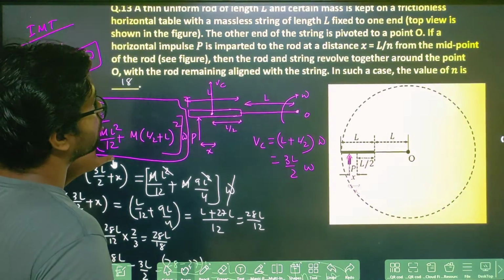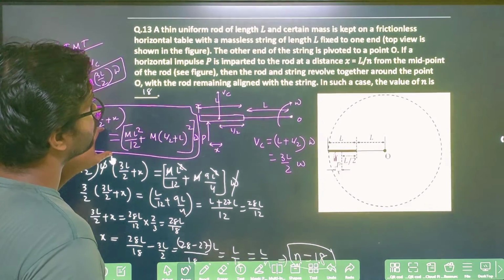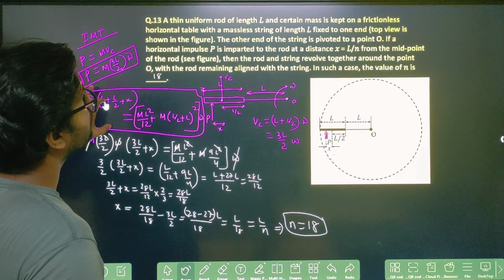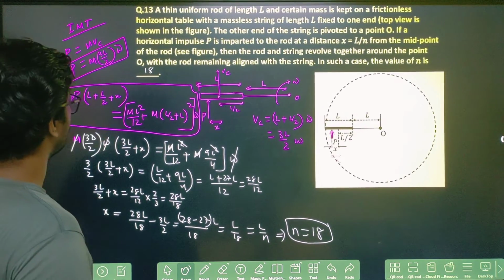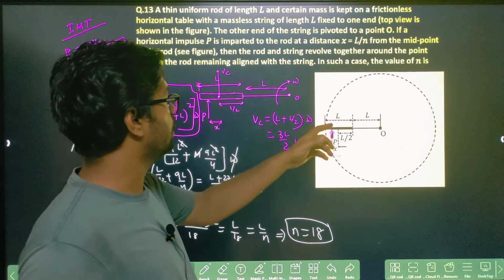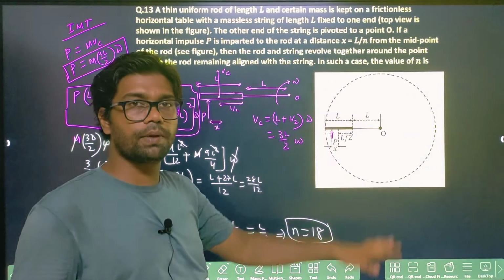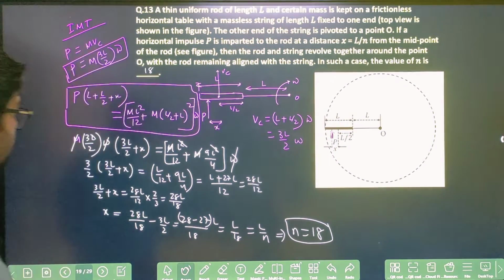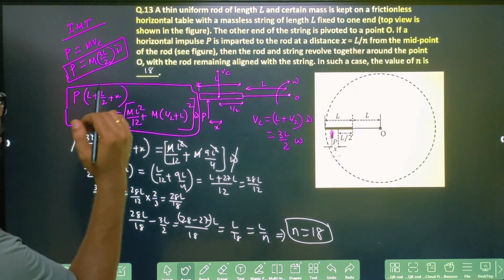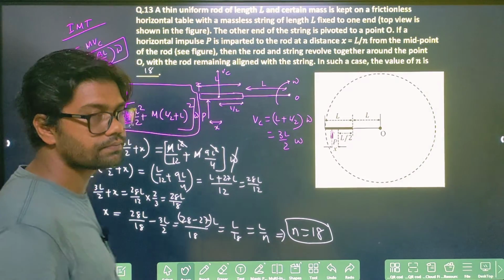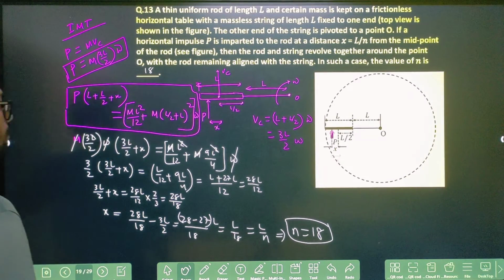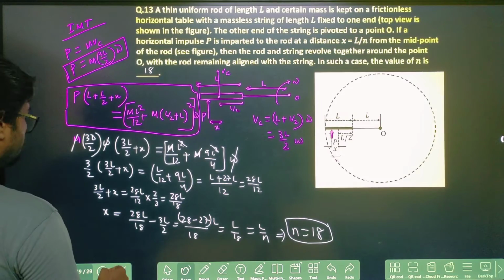Clear? This one you can solve, right? First thing you have to apply the impulse momentum theorem, then angular impulse you can apply and you will get the answer, right? So whenever impulse is there and rotation is there, we do like this basically. Clear? Go to the next question.